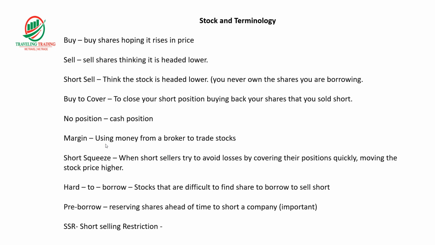So let's say, for example, there's a stock trading at $10. You think the stock is going to be worth $4, right? So you're short selling that stock. You're borrowing shares in hopes that the price goes down to that $4. Buying to cover is when the stock hits that price, you're buying the borrowed shares back from your broker and you keep the difference. That's when you're buying to cover. Okay, pretty simple.